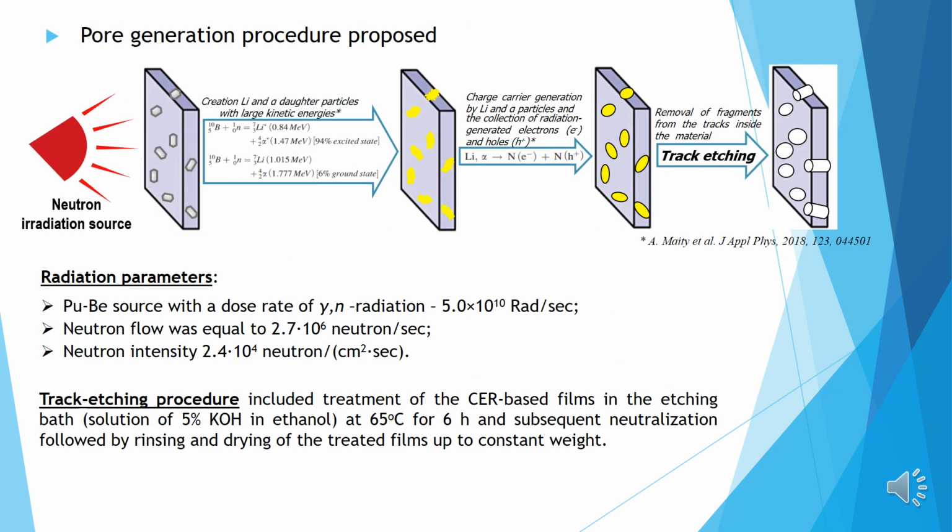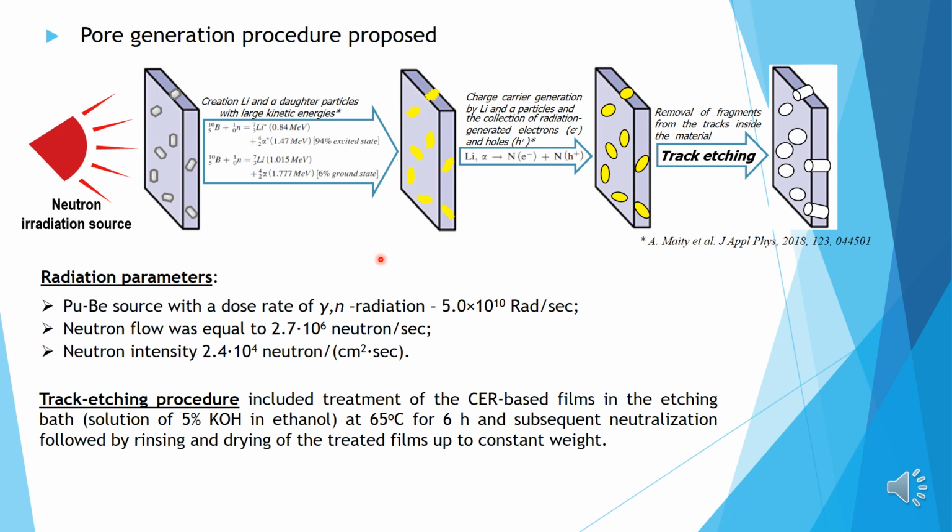But in this work, we have applied the effect, well known in nuclear physics, of absorption of a thermal neutron by a boron atom, including the nuclear reaction inside the hexagonal boron nitride, as shown here. Irradiation with a neutron beam induces the nuclear reaction, creating lithium and alpha daughter particles with large kinetic energies. 94% of these alpha particles exist in the excited state.